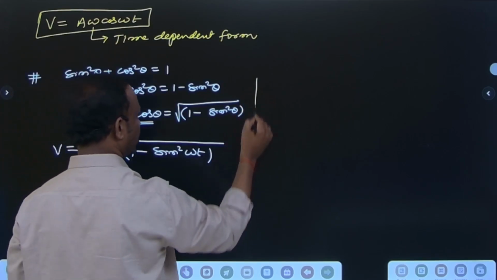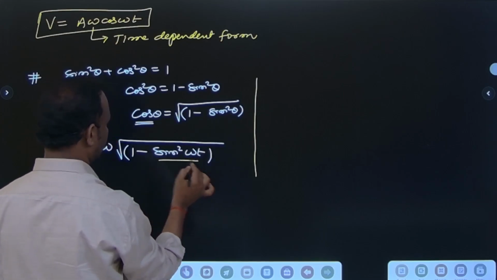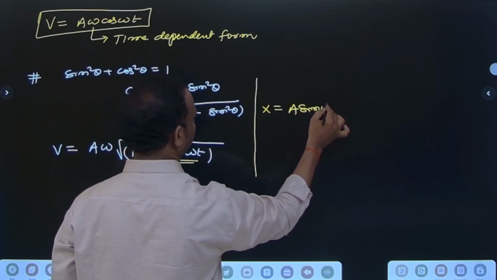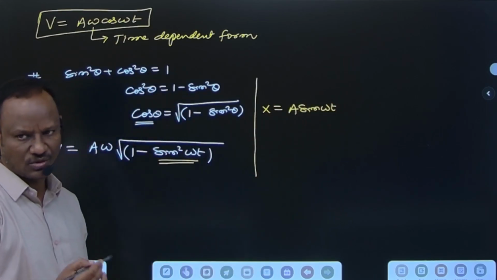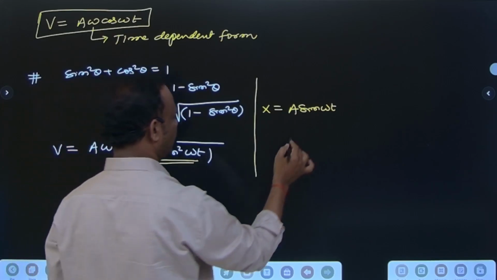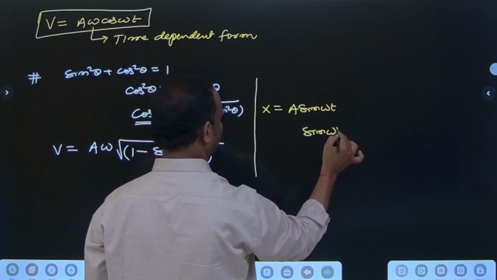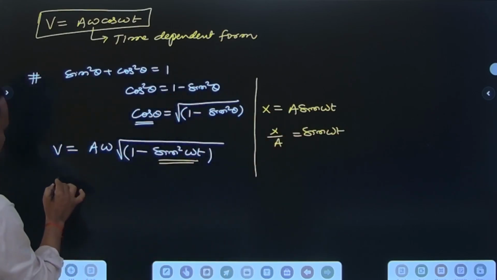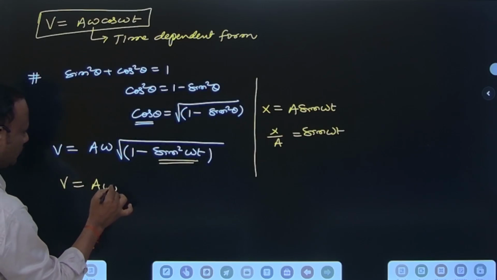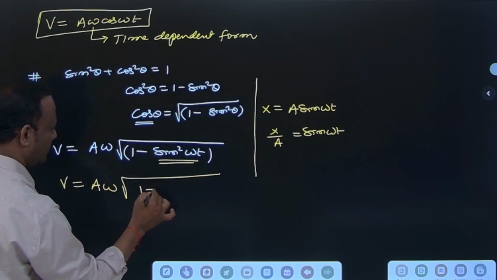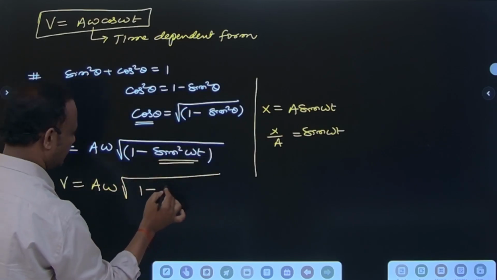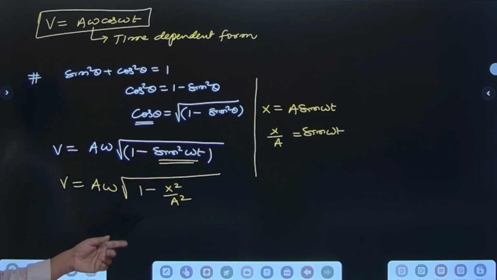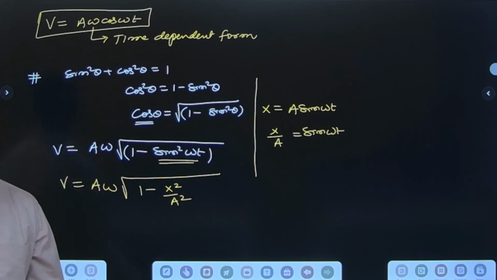So here we can say, what is this sin omega t? X is equal to A sin omega t. Then sin omega t is equal to x by A. So we can write V is equal to A omega under root of 1 minus sin square omega t, that is, x square by A square. No issue on this one.